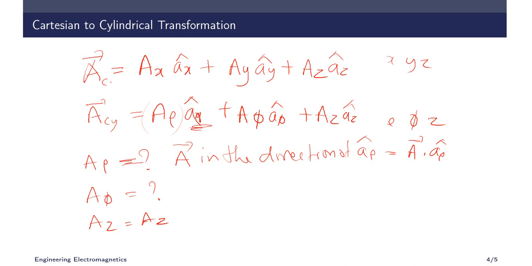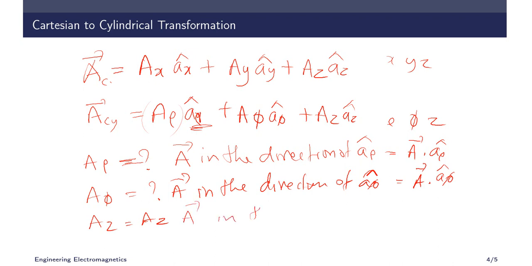Now what will be the value of Aφ then? It will be the same, A in the direction of φ cap. So we will get the dot product of vector A with the φ cap. Now Az, similarly A in the direction of z cap, since we know, but still we can write A dot z cap. Okay, so our next aim is we have to find the values.